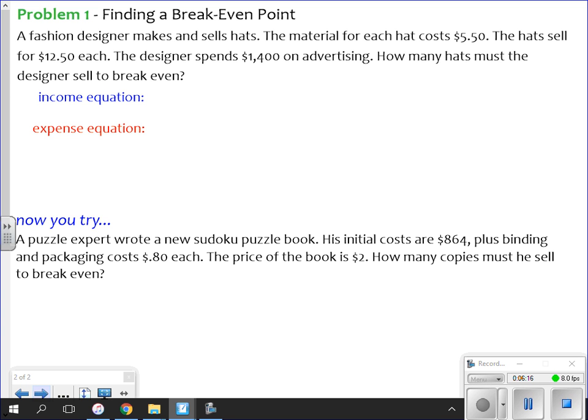$12.50. So y, how much money he's making, is equal to 12.50x. x is the number of hats. $12.50 per hat. You sell one hat, you make $12.50. You sell two hats, you make $25, and so on. That's an easy equation. How much per hat? x is the number of hats. Then you have your expense equation. How much money does it cost you to make them? Well, the materials is $5.50 per hat.